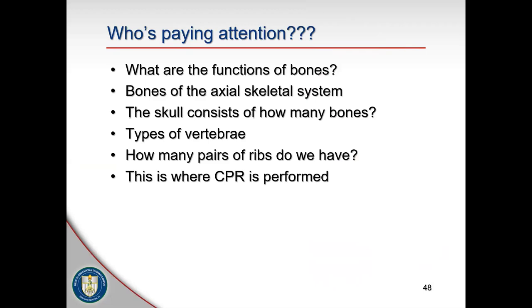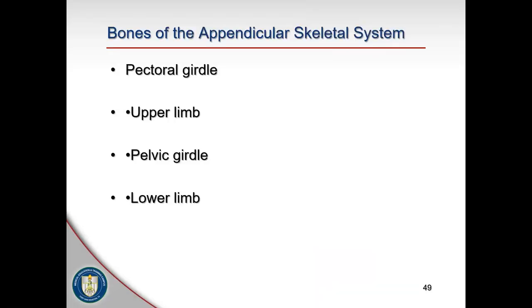Okay. How many pairs of ribs do we have? That should be 12, right? And then the location for CPR definitely will be between the body and the xiphoid process. We don't want to put our hand directly over the xiphoid process before we break it, but that'll be the ideal location. Now, bones of the appendicular skeletal system, we're looking at the pectoral girdle, the upper limb, the pelvic girdle, and the lower limb.